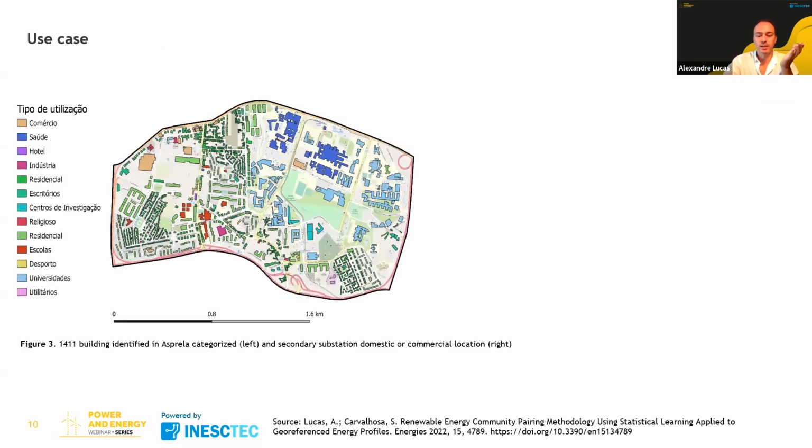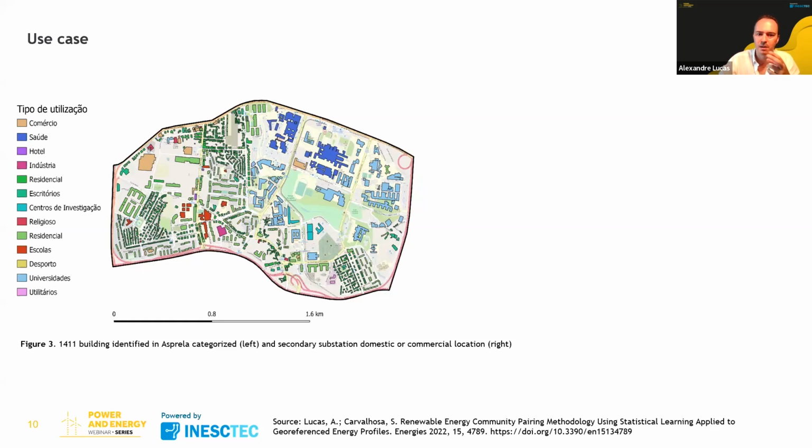Now, let's look at the practical side and how we use this. This was used in a project in Asprela, the Asprela district. We started by inputting all the data into the QGIS, as I explained in all the steps of the methodology. And we identified 1,411 buildings. This did not correspond exactly to the door number. It corresponded to blocks of buildings. And then we classified all these buildings.